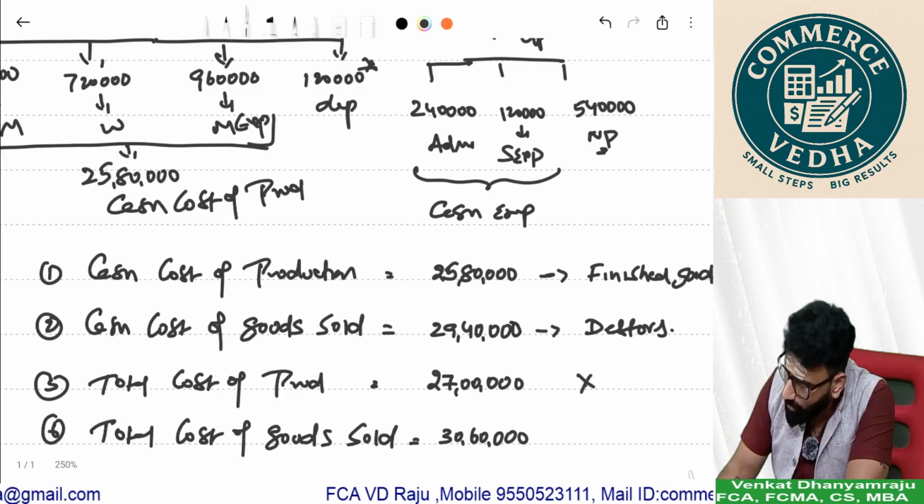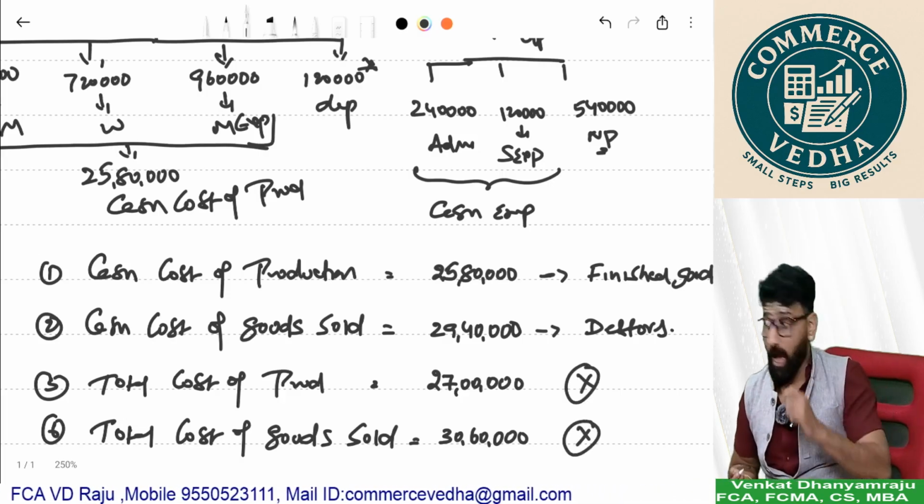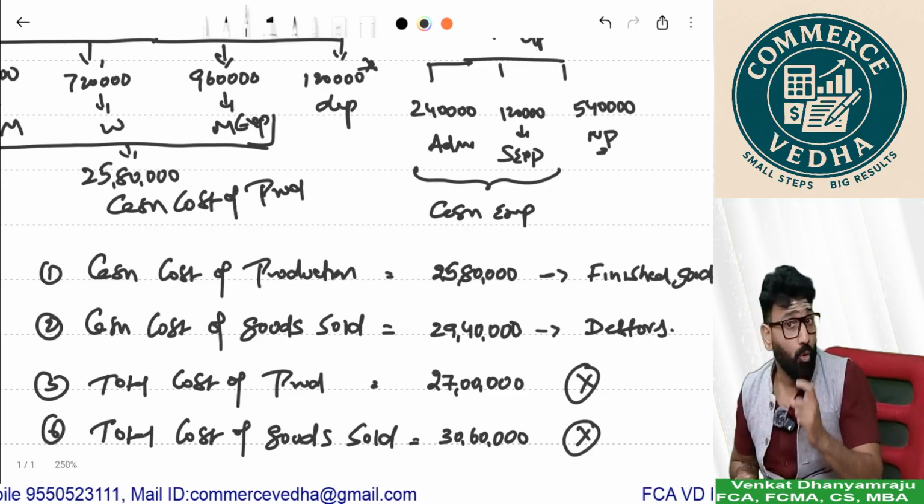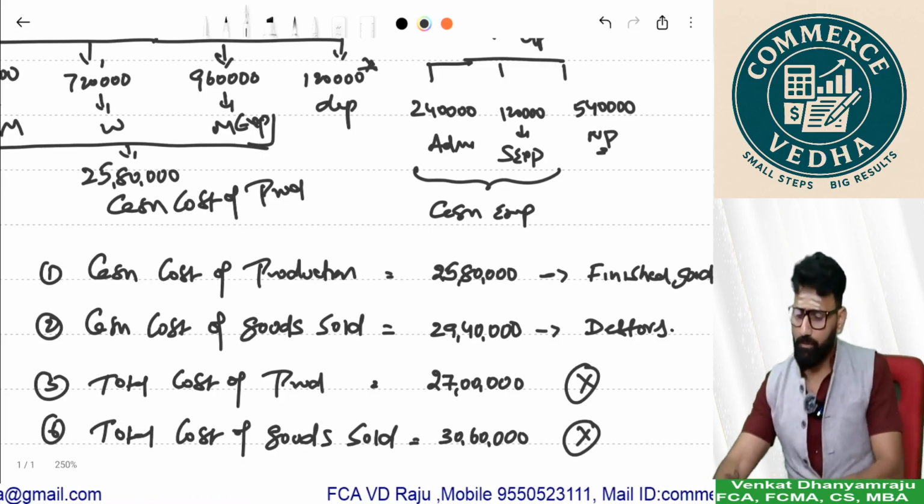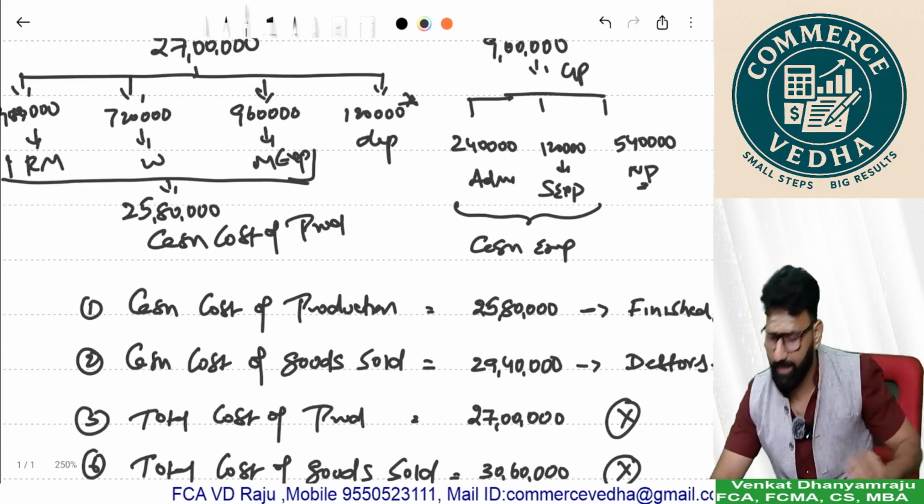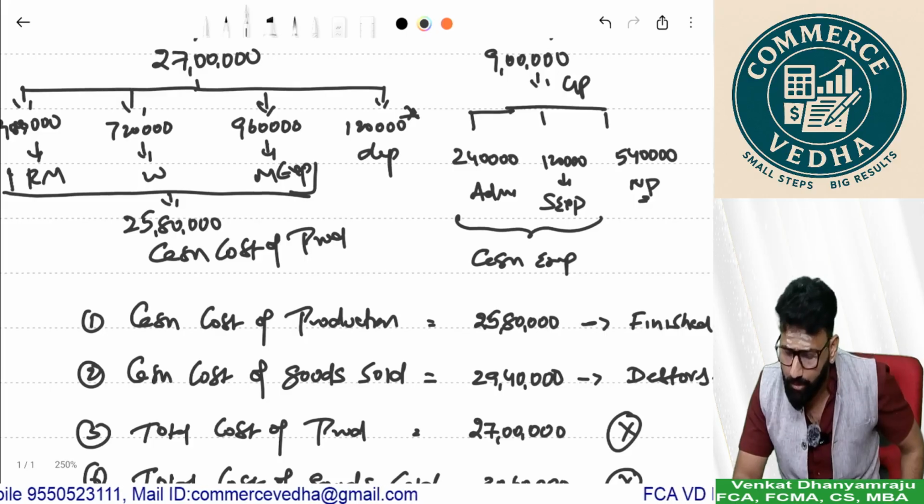This I am ignoring. This also I am ignoring. Why? Because I am not doing on total cost basis. I am doing on cash cost basis. So this working, your textbook didn't give this working. Why? Because they'll directly go and add 1, 2, 3 and done.